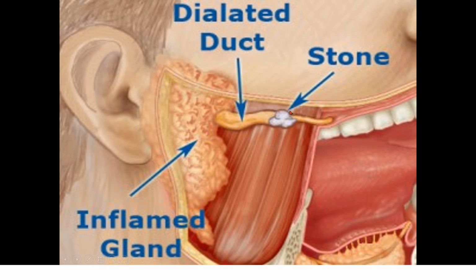You can see here there is a stone in the course of the parotid duct, and you can see the duct proximal to the stone is dilated, and there is also an inflamed gland.